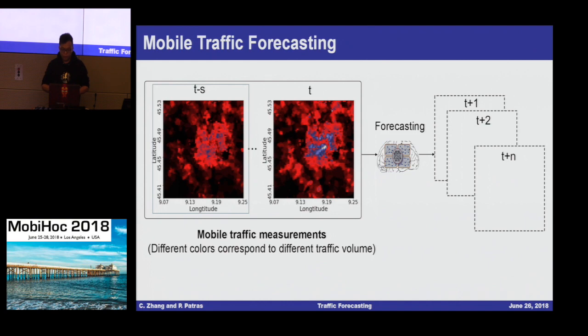I will give an example on the right-hand side. This snapshot shows the spatial distribution of mobile traffic volume over the landscape. The data is positioned in a grid, and each element represents the traffic in a small region, and different colors represent different traffic volumes. Given a sequence of these snapshots, let's say S, we want to build a model to forecast how much traffic is consumed in the next N steps.